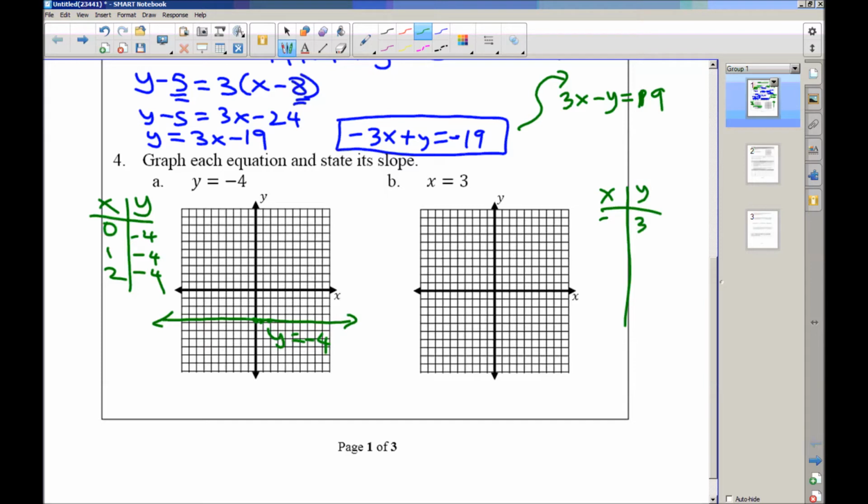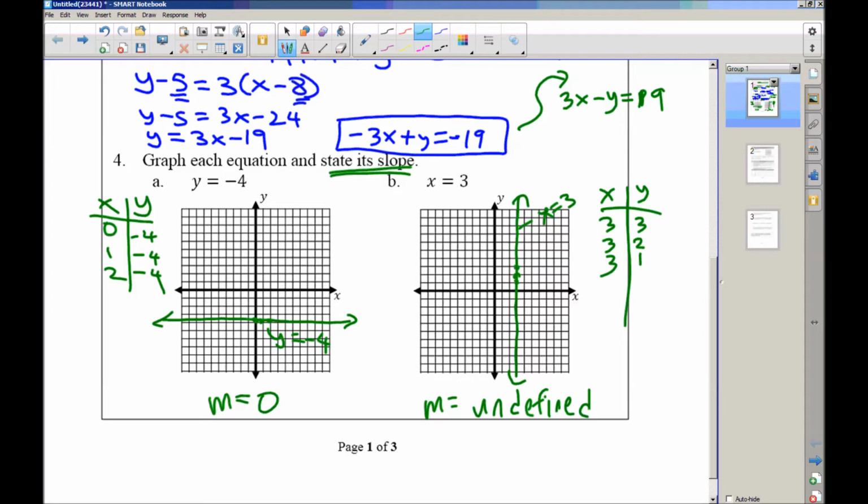So x is always 3, and y can be anything we want. So we'll do (3, 3), (3, 2), (3, 1), and we can see that this is a vertical line this time. So this is x equal to 3. Now the second part said state the slope. So the slope of this one is 0, and the slope here, undefined. Vertical lines have an undefined slope. We don't have a number to say how steep that line is.